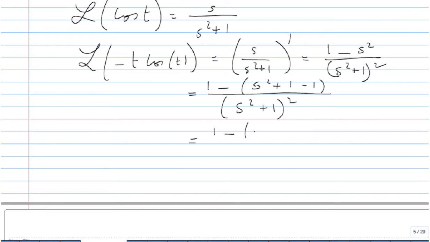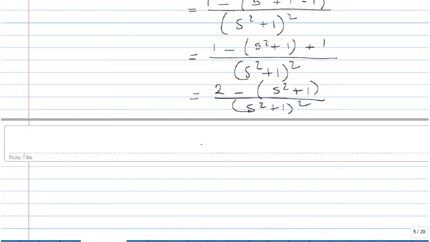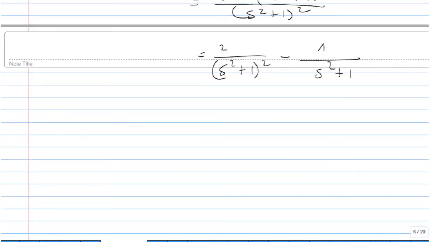So 1 minus s squared plus 1, and then minus minus becomes plus 1 over s squared plus 1 squared. So we have 1 plus 1, that's 2, minus s squared plus 1 over s squared plus 1 squared. Now I divide and I will get 2 over s squared plus 1 squared, and then cancel the s squared plus 1, and you will find 1 over s squared plus 1. Therefore, this is the Laplace of minus t cosine of t.